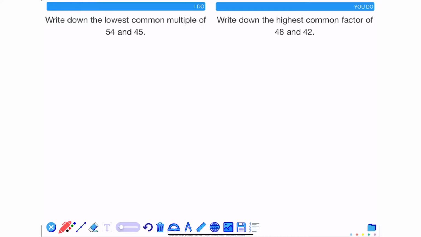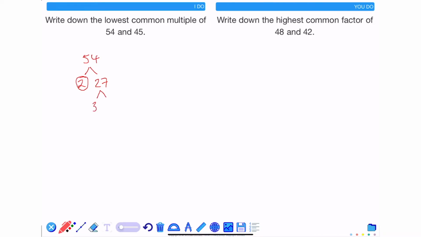In this video, we're going to take a look at how we can write two numbers as a product of their prime factors, and then go on to calculate the lowest common multiple or highest common factor. So looking at the example on the left-hand side, let's start with 54 and write it as a product of prime numbers. 54 can be split into 2 and 27, where 2 is a prime number and 27 isn't.